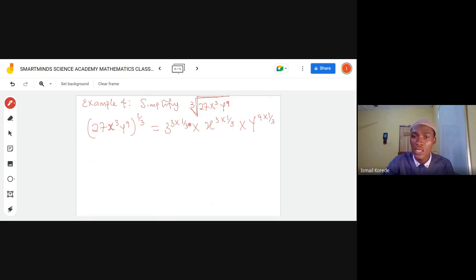So I can cut now. 3 cancels out 3, 3 cancels out 3, and 3 here 1, 3 and 9 is 3. So my answer is 3xy raised to power 3. Simple as that. Example 5.